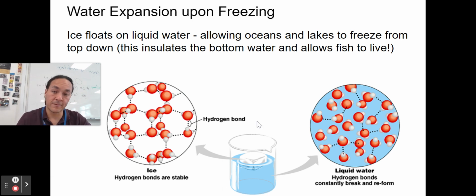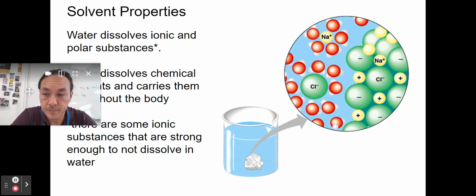So this is really good for us, right? Because it allows ice to float on water. So when lakes freeze or when the ocean freezes, it freezes on top and then there's water below. If it froze from the bottom up, then all the fish would die in the ocean, right? And it would quickly freeze over because they'd be constantly exposed to the colder air temperature.